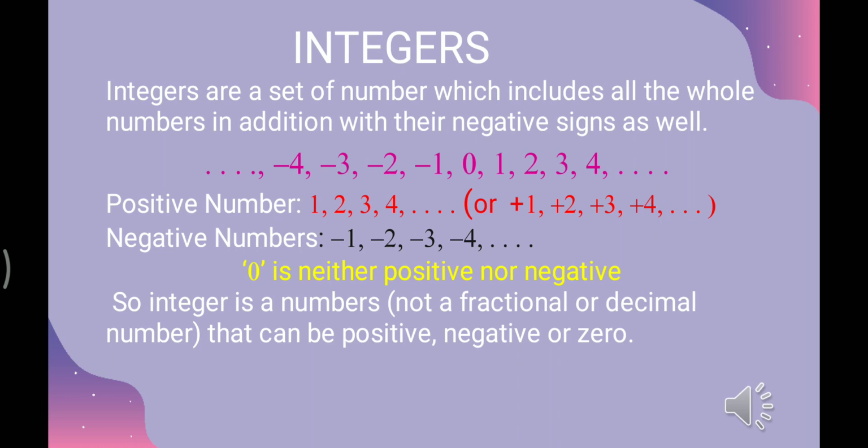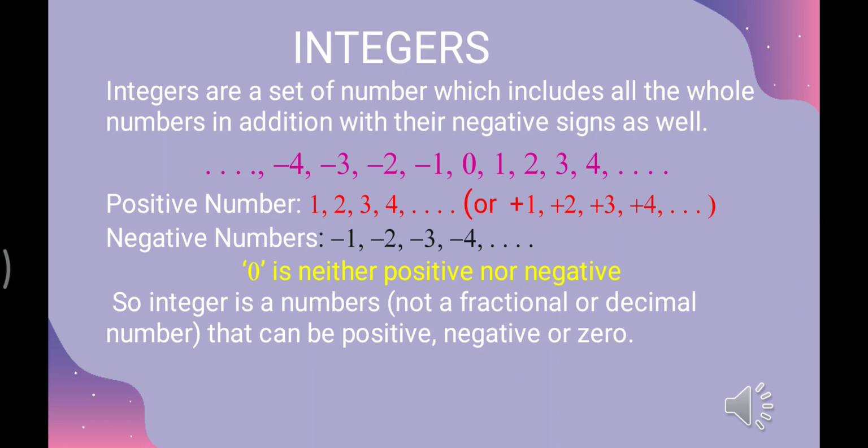But it should be noted that 0 is neither positive nor negative, so we don't keep any sign with 0. It does not possess any sign. So we get it here that integers are positive numbers, that's 1, 2, 3 and so on. It goes up to infinity, or you can write it plus 1, plus 2, plus 3 and so on. We don't use that plus sign with the numbers because we take it as a default sign. Similarly, negative numbers are minus 1, minus 2, minus 3 and so on. It also goes to infinity.